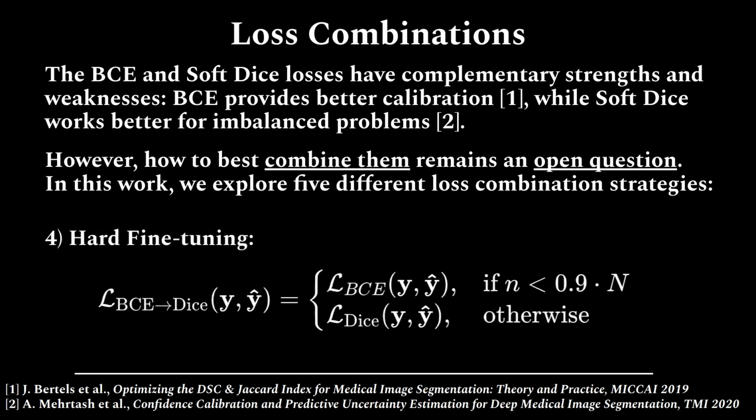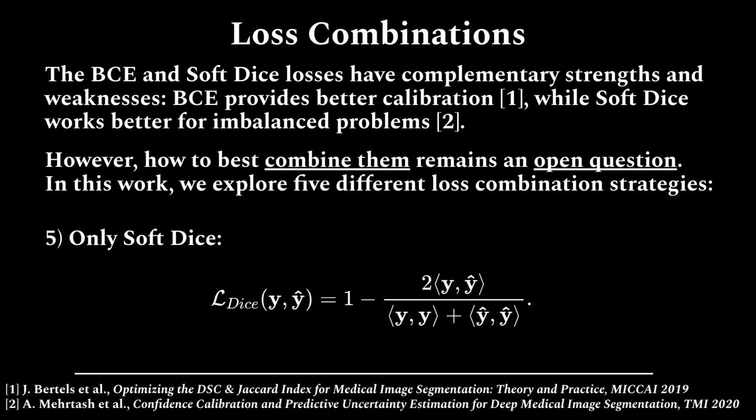Then there's the hard fine-tuning, in which you just take 90% of the training time, the first part of training you use the BCE, and then in the end of training you switch to the DICE loss. And finally, just using the soft dice loss for training.